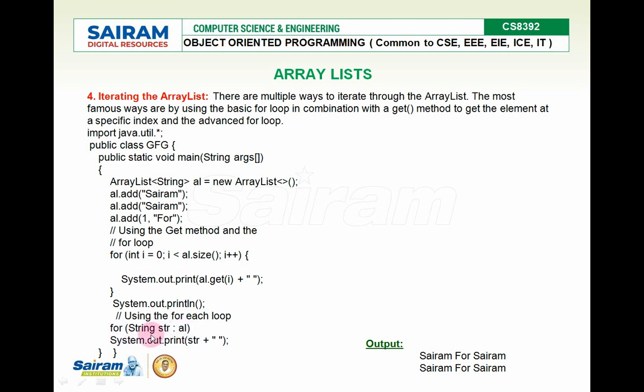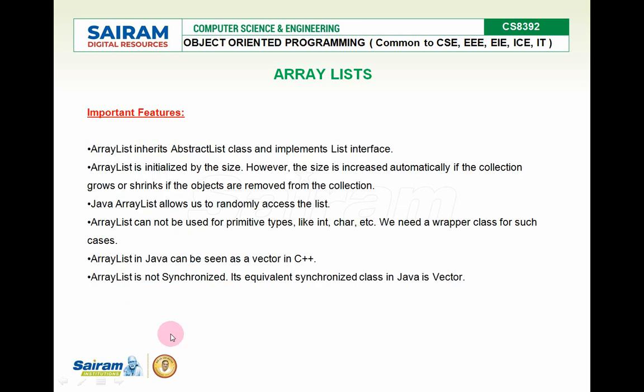So for each string in AL, separated by the colon, that is the delimiter. In AL, each string is referred to by str. Str is a pointer, and that str will be printed. Initially, str is pointing to Sairam. Then str is pointing to FOR. Then str is pointing to the second Sairam, and that is what the output will be over here. So this is how the array list can be iterated. A simple for loop using the get function, or else you can use for each. That's it.